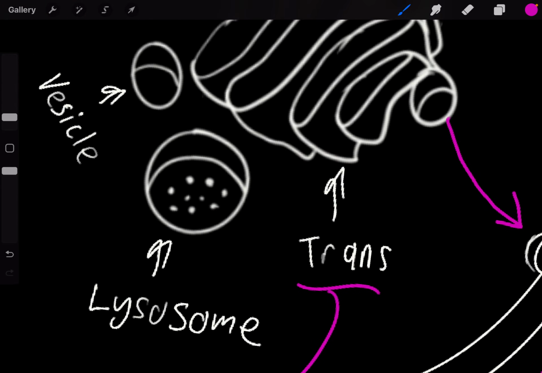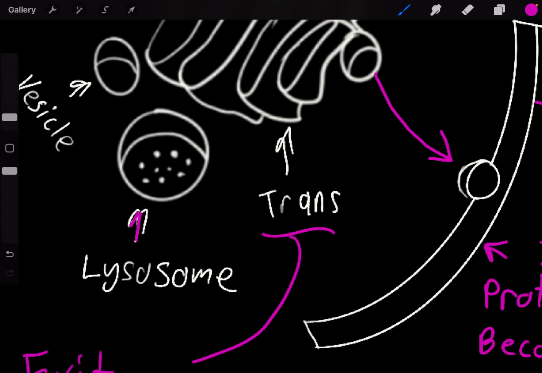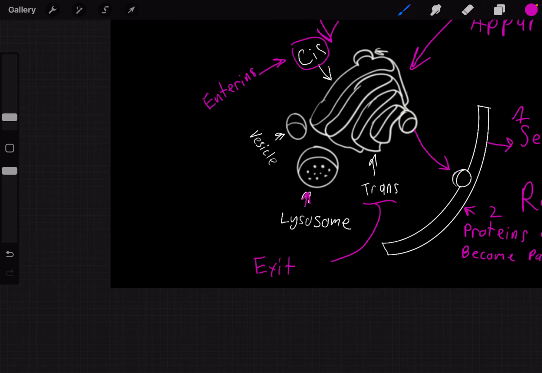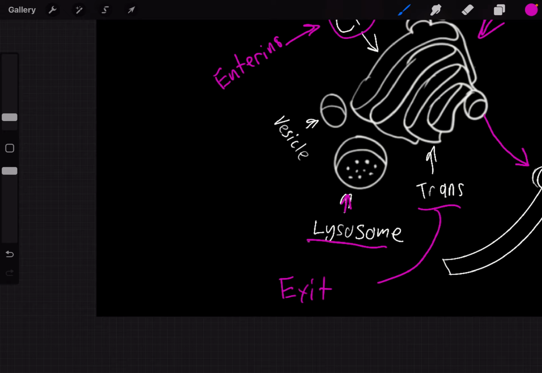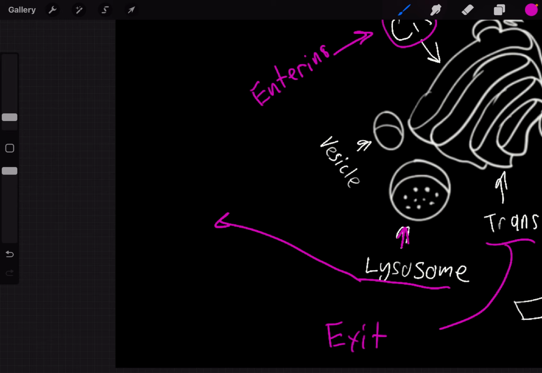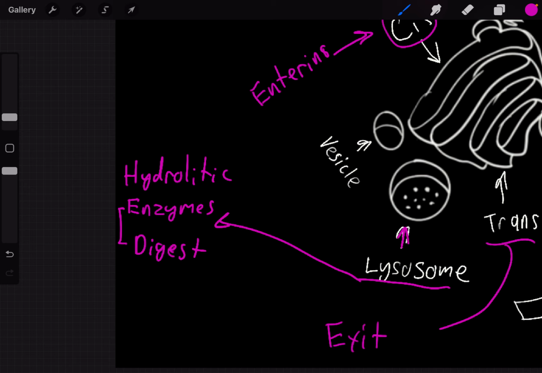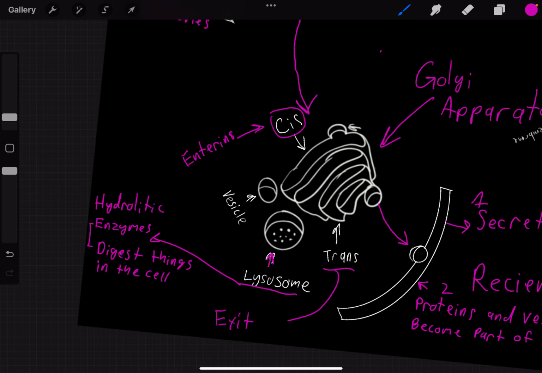And the third and last thing it would do is the lysosome right here. The lysosome has hydrolytic enzymes, which are also proteins, or digestive proteins that digest things in the cell. So lysosomes will digest things inside the cell.